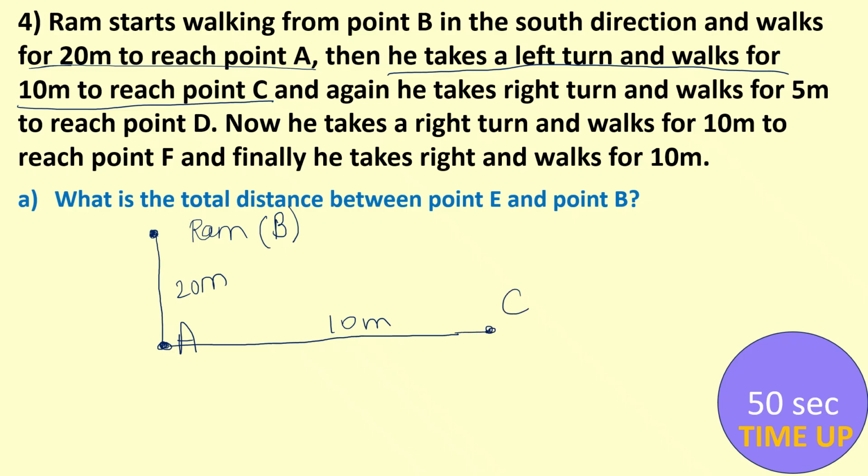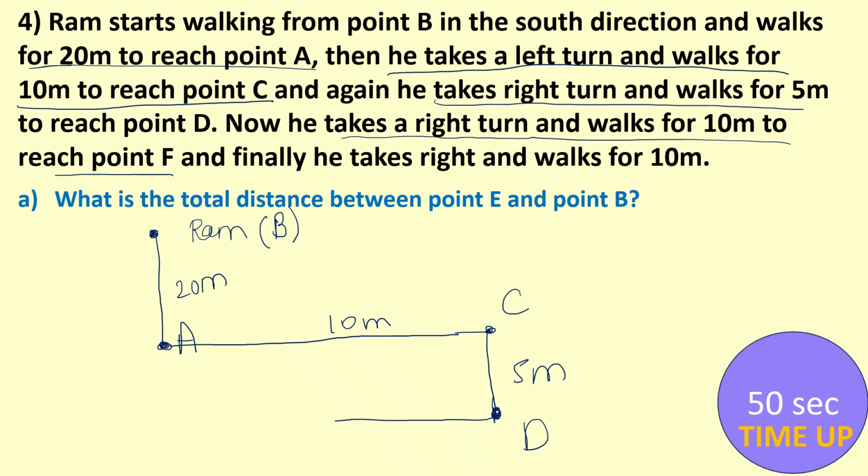And again he takes a right turn and walks for 5 meter to reach point D. 5 meter will be somewhere here. Now he takes a right turn and walks for 10 meter to reach point F. Right turn from here means it will be here.